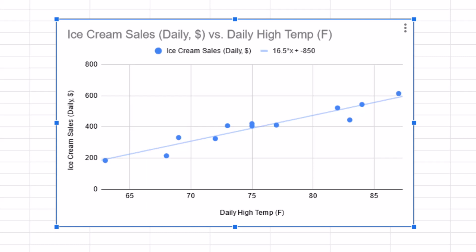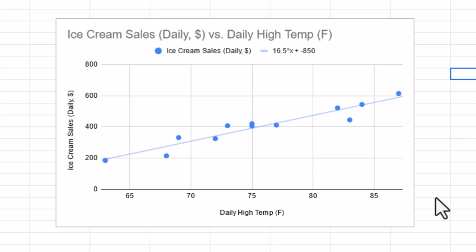So we'll come back to other things that don't make sense here in a second. All right, so now that's the equation: 16.5 times x. X is the horizontal, the independent variable. That's the degrees Fahrenheit, daily high temperature. Plus negative 850.